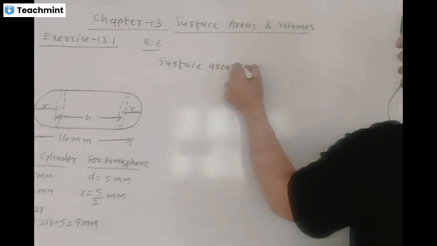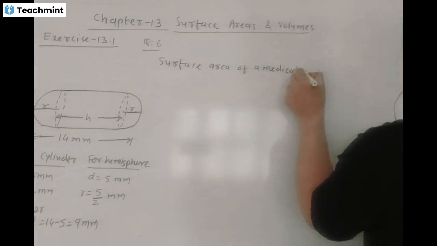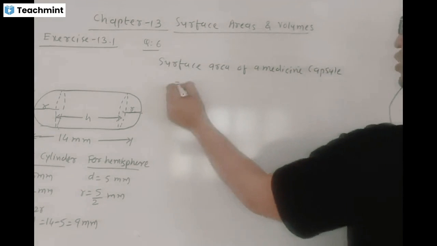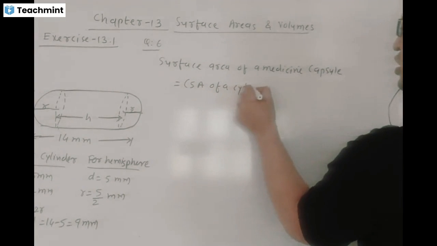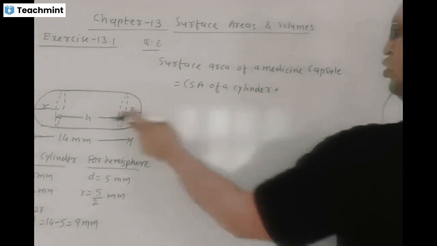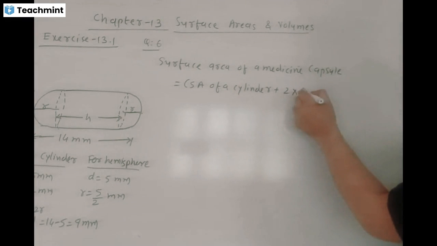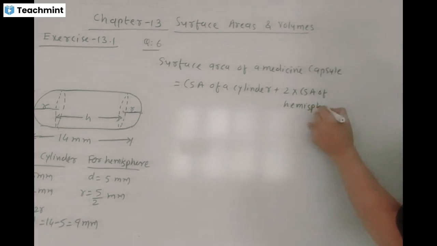Surface area of a medicine capsule is equal to the curved surface area of a cylinder plus two hemispherical ends, that is, plus 2 multiplied by the curved surface area of a hemisphere.